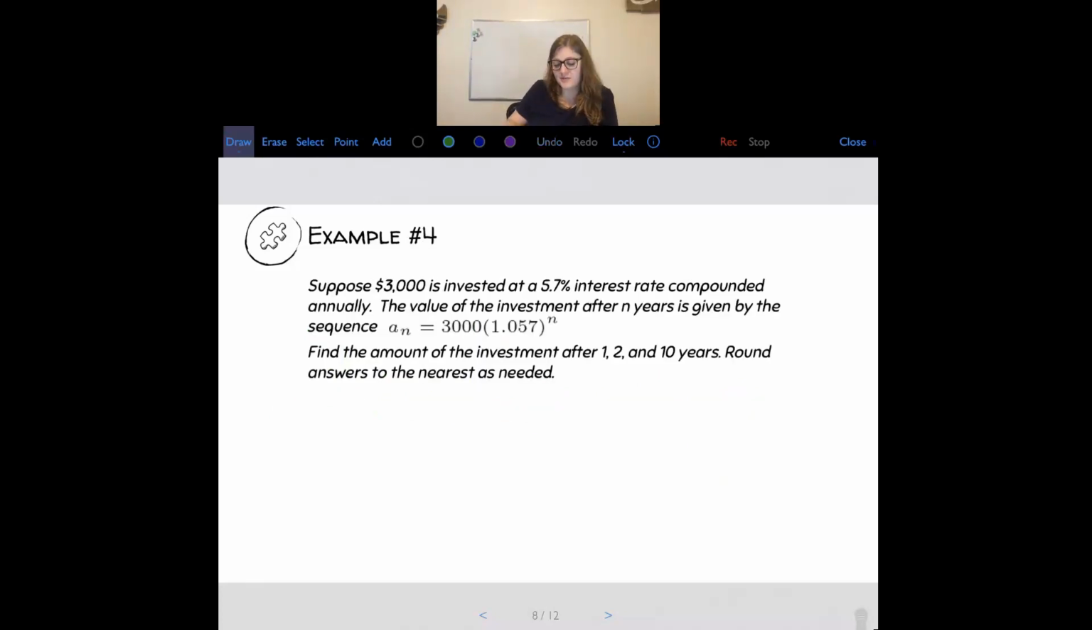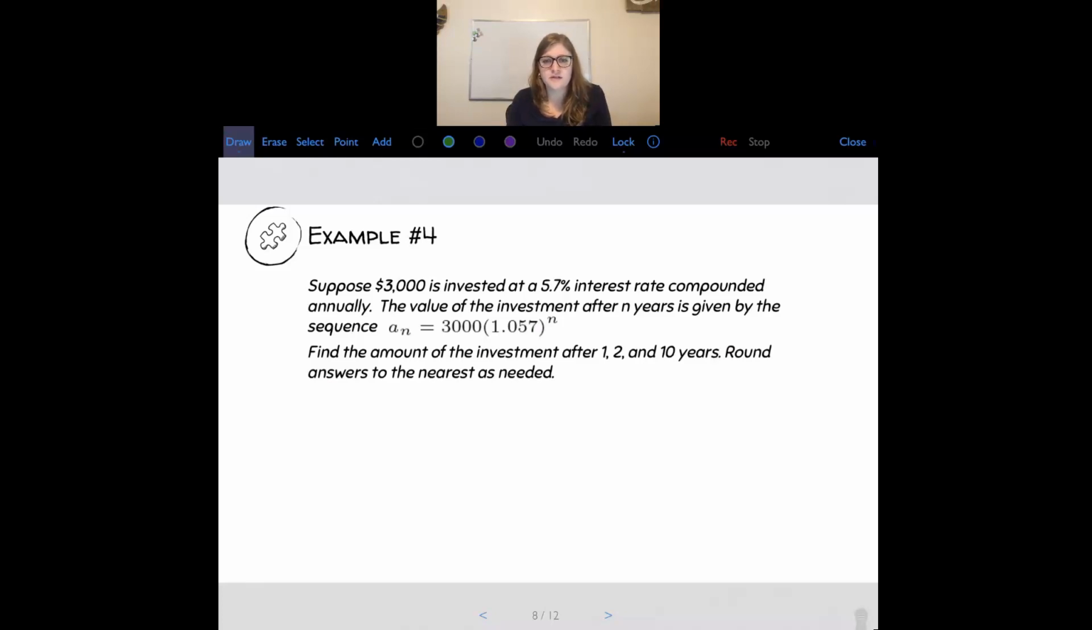Example 4 is an application problem. It may look familiar because it relates to compound interest, which we've talked about in exponential functions, also in exponential growth, and then it shows up here as well. So suppose $3,000 is invested at a 5.7% interest rate compounded annually. The value of the investment after n years is given by the sequence a sub n is equal to 3,000 times 1.057 to the nth power. Find the amount of the investment after 1, 2, and 10 years.